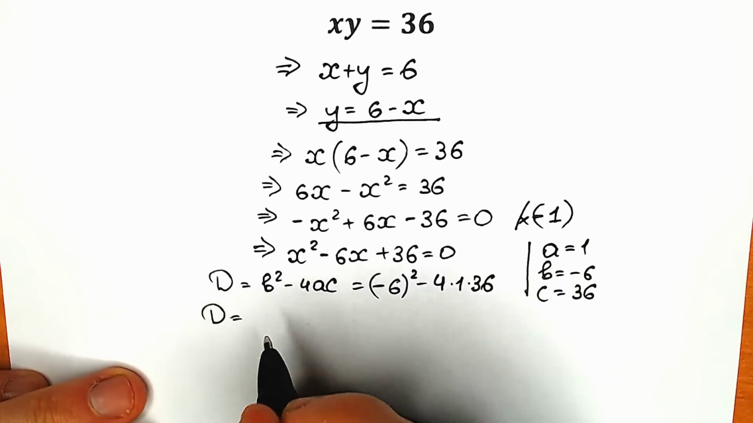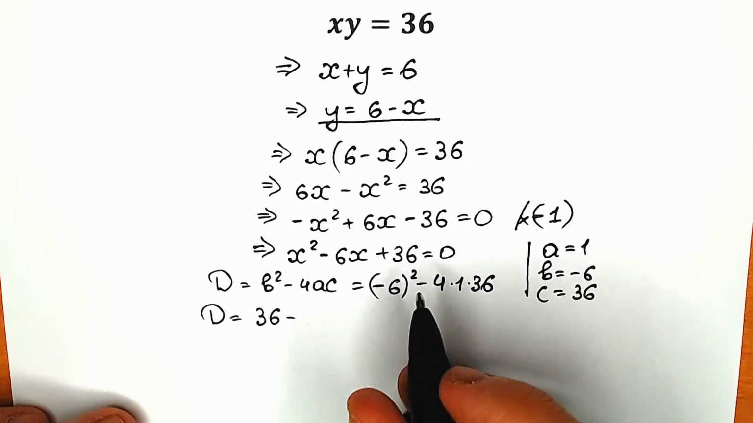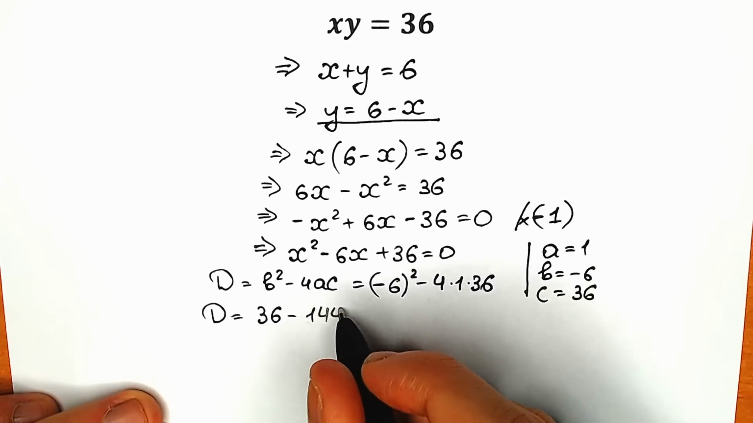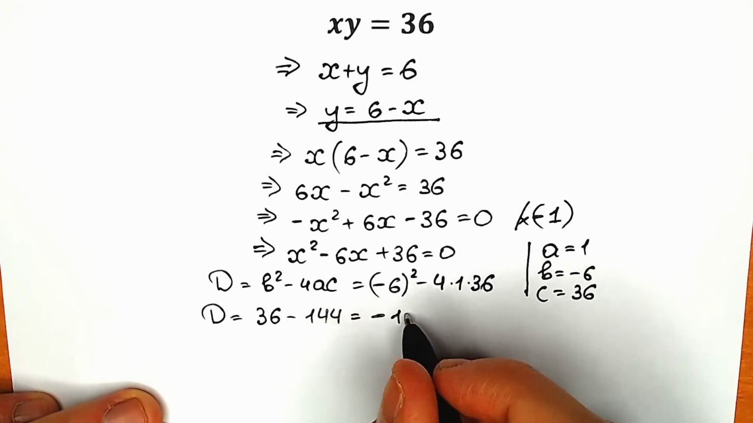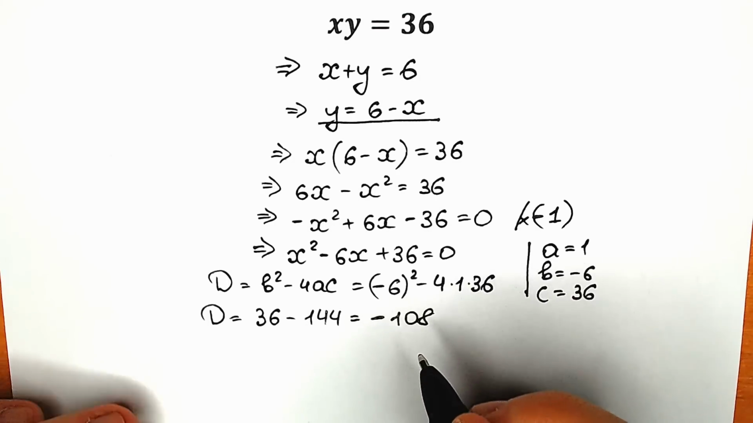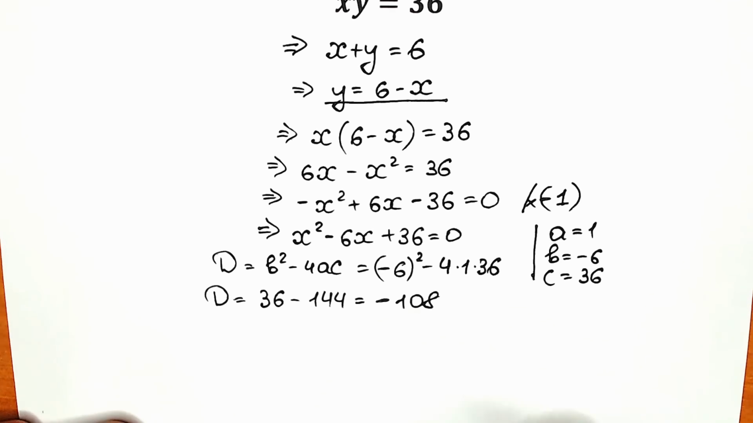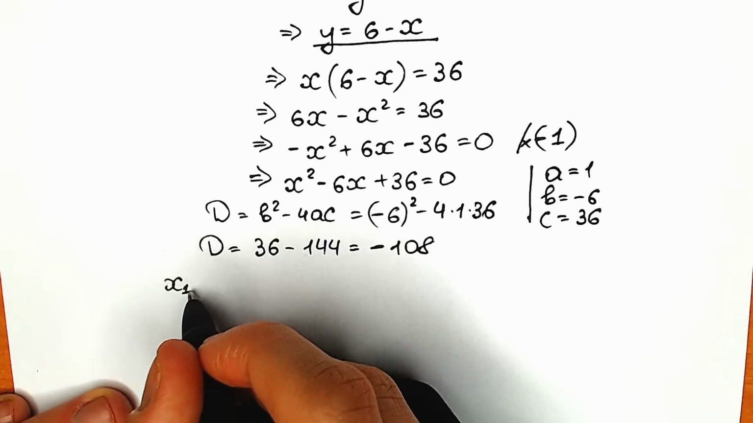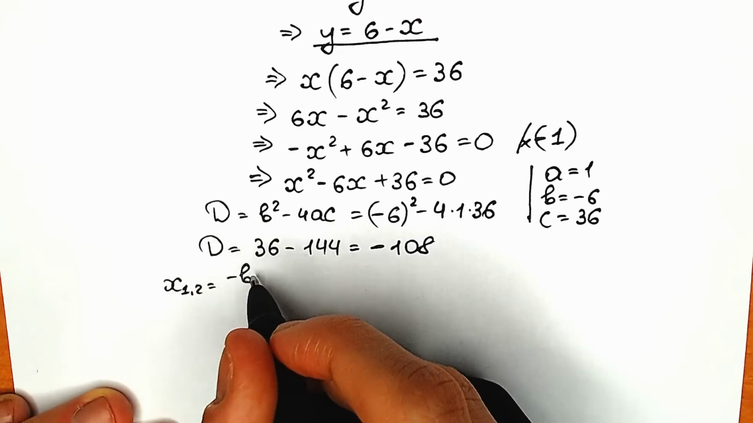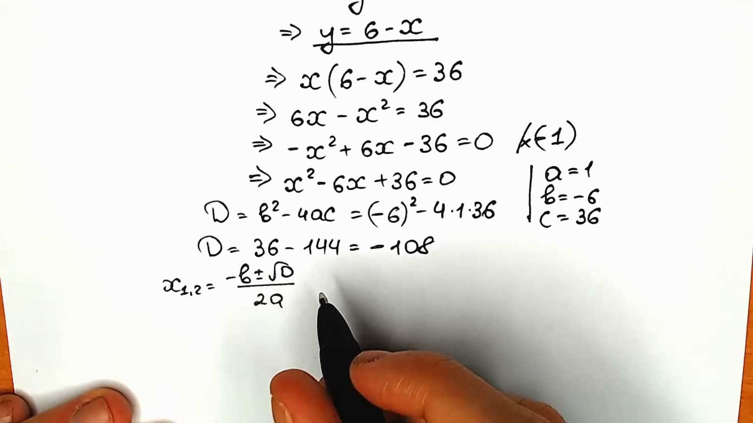Right now let's simplify this a little bit. Our discriminant is 36 minus 4 times 36, which equals minus 108. A lot of students are confused because we have a negative discriminant. So yes, it means that we have complex roots. But let's see what will happen when we plug each of these elements into x first and second. We have x first and second equal to minus b plus minus the square root of the discriminant, all over 2a. Classic, basic formula.